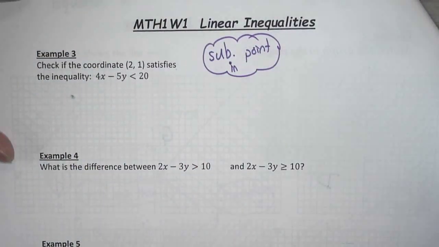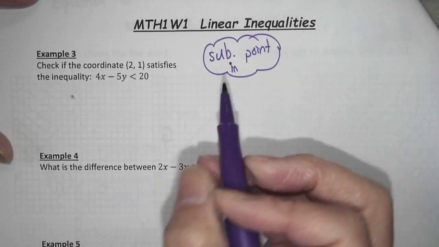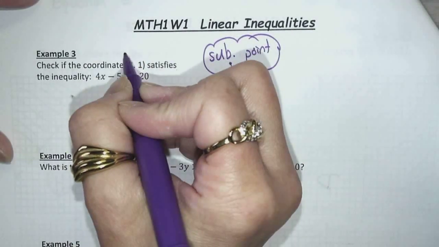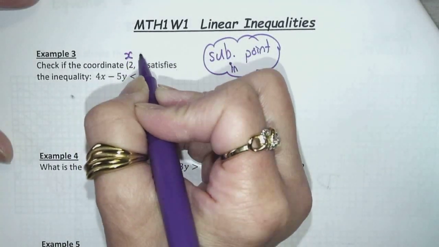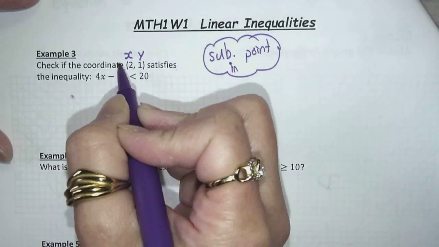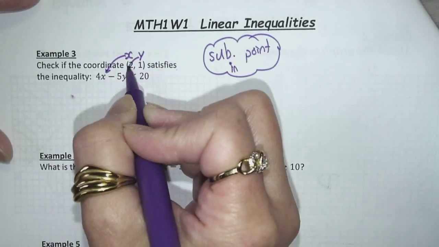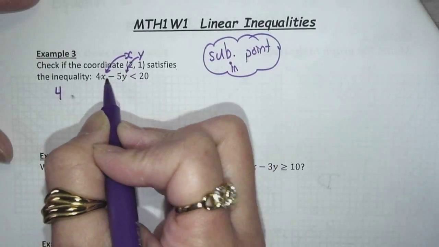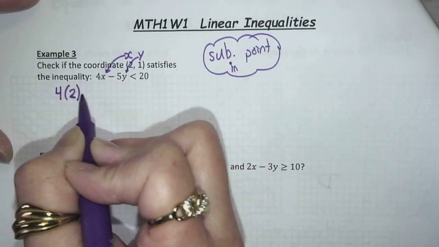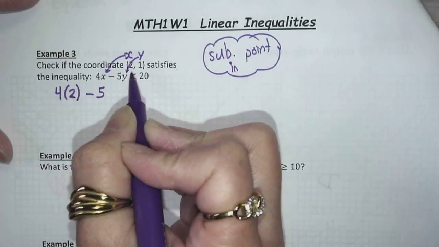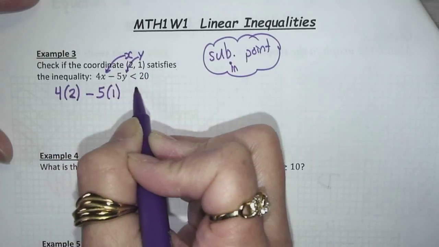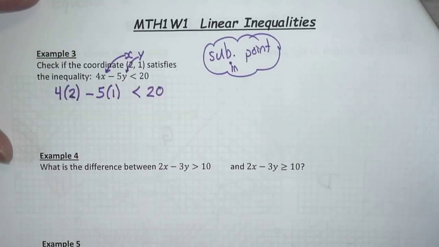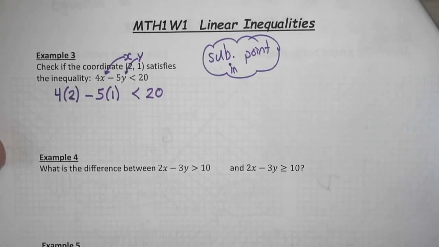What's always in the bubble is just your brain. It's not part of my answer, but I'm thinking. I'm going to sub the point in. How do I substitute it in? This is x, and this is y. And we're going to sub the x into the x and the y into the y. So 4, wherever you see the x, we're going to put bracket 2, minus 5. And when you see the y, we're going to put bracket 1, less than 20, right? We're using brackets to show the multiplication.